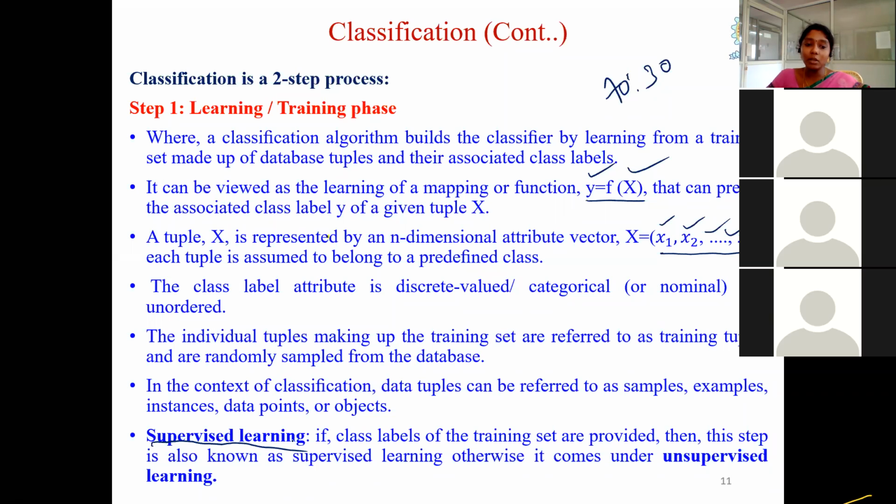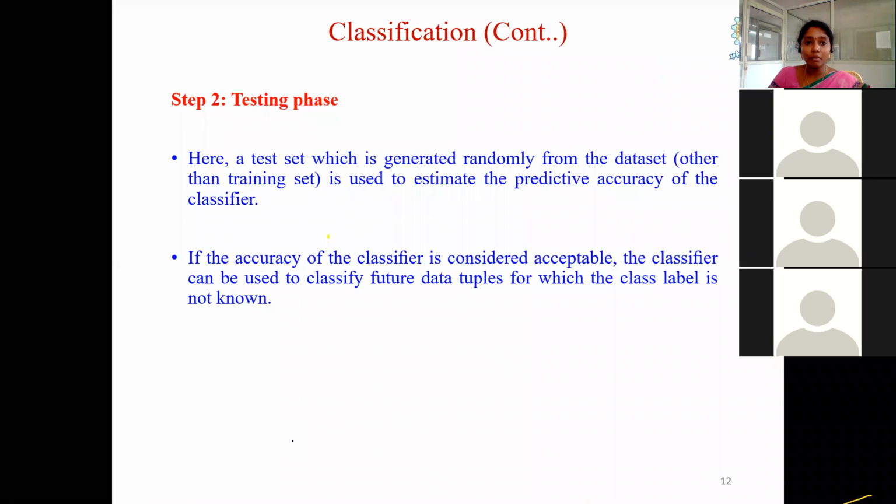So that process is called supervised learning. If there are no labels provided in the data set, then that process of grouping the instances, grouping the elements, is called unsupervised learning. Just remember that and leave the concept. That is somewhat of a side track, but those are also some important points under classification.